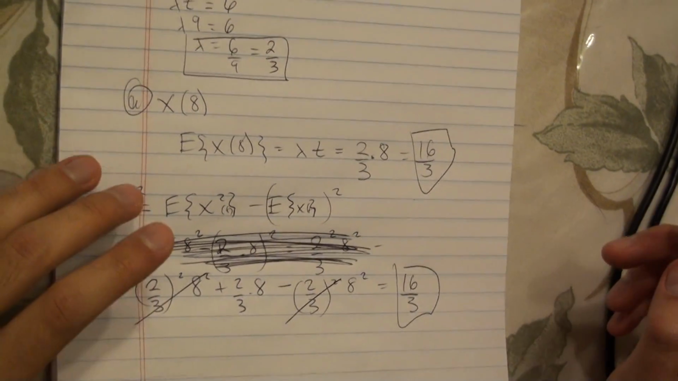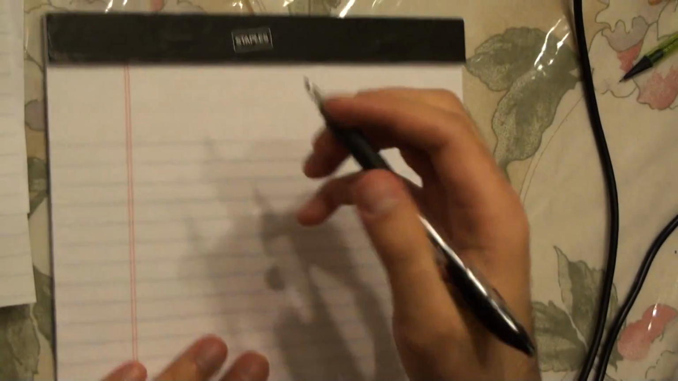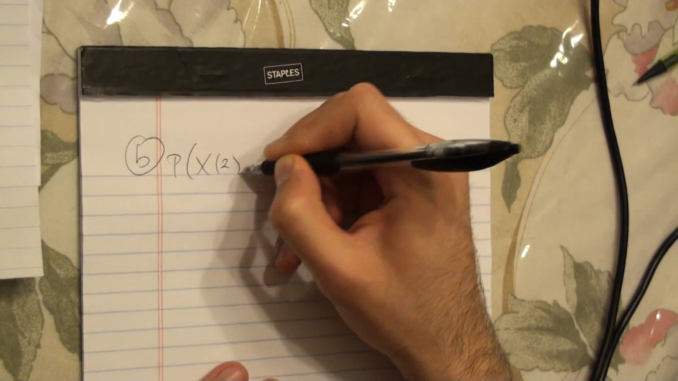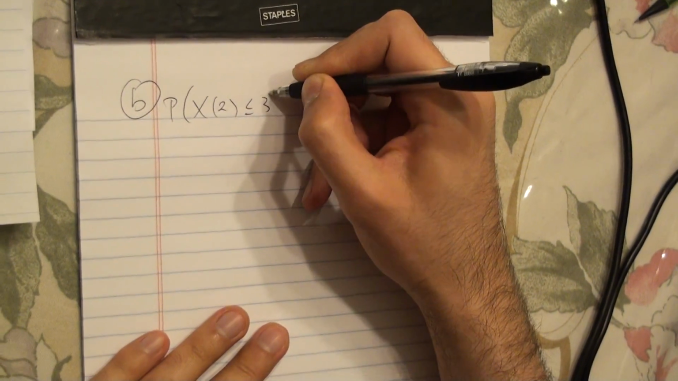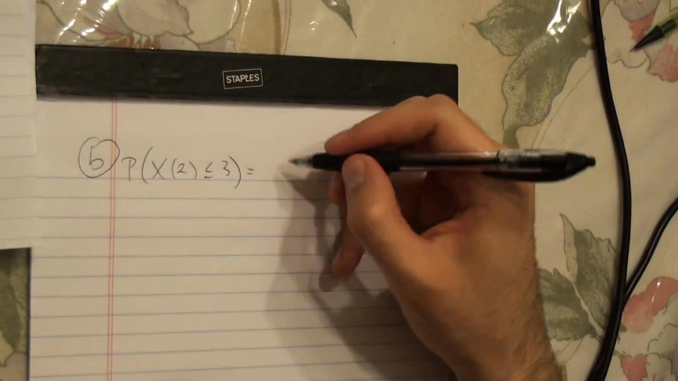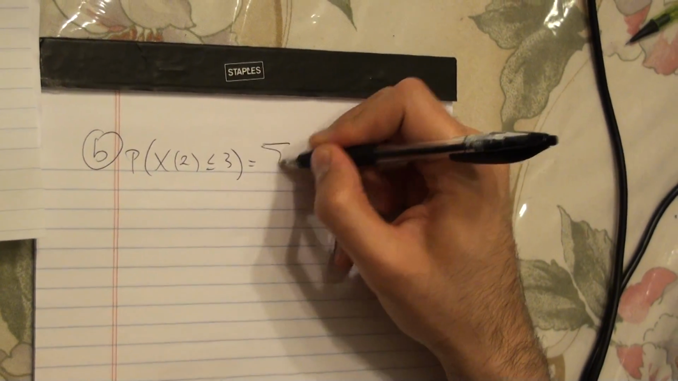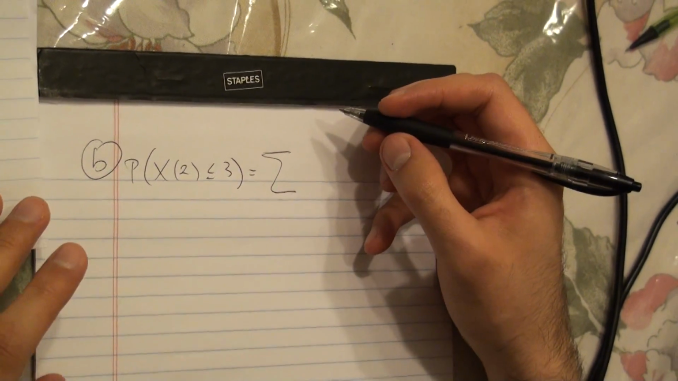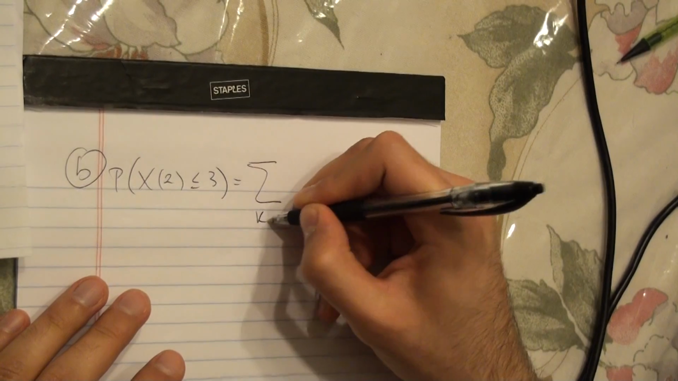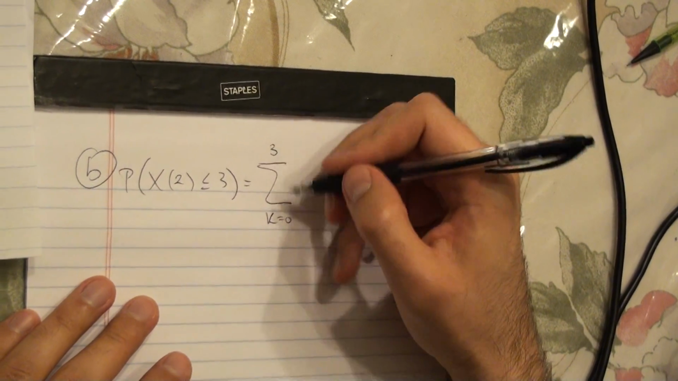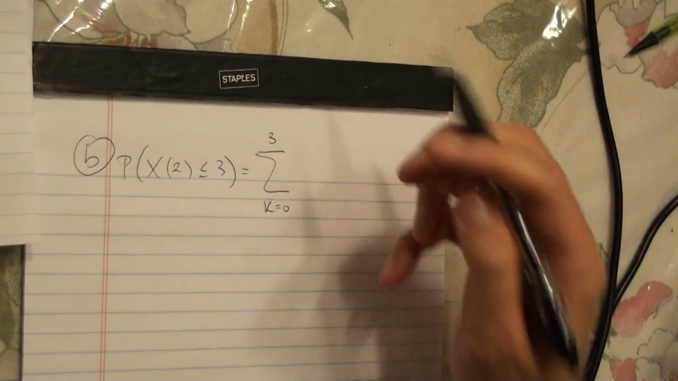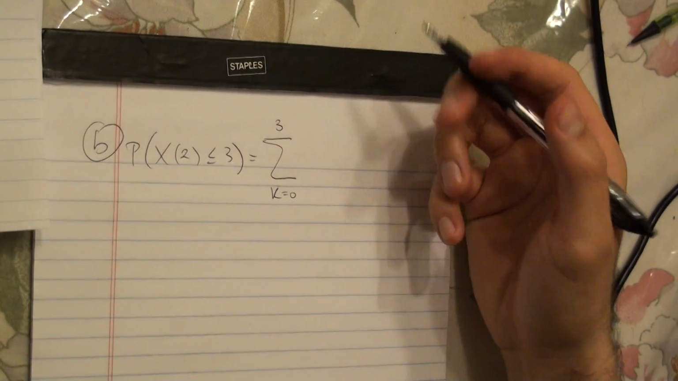So that's part A. Part B, right over here, asks us to find the probability of X of 2 less than or equal to 3. Because it's discrete, we don't use an integral, we just use the summation. And we use the formula. So this is the summation where k goes from 0 to 3, because usually it's from minus infinity to infinity, but in this case we go from 0 onward.